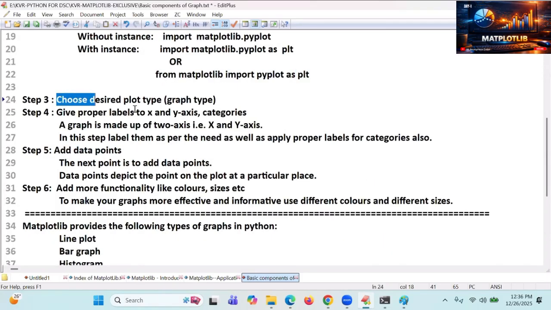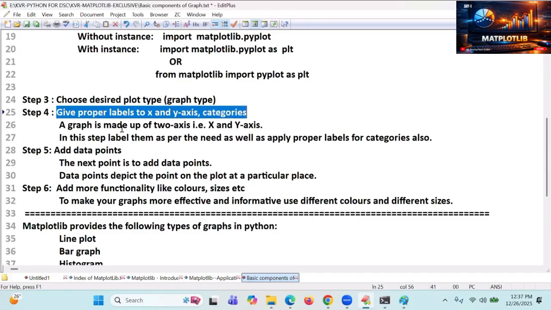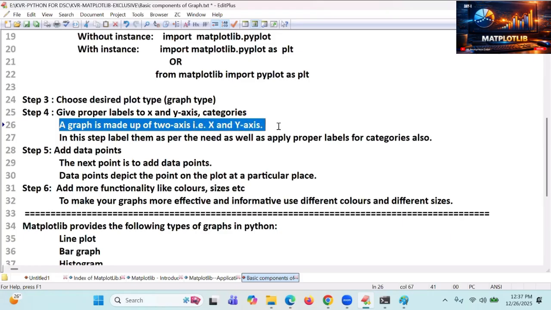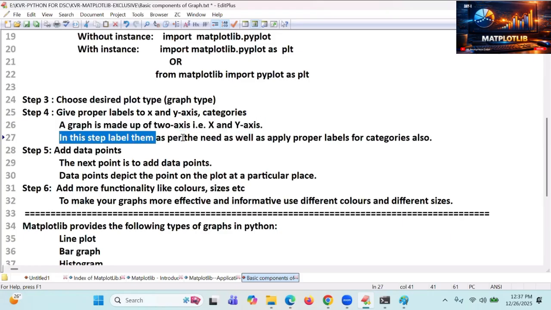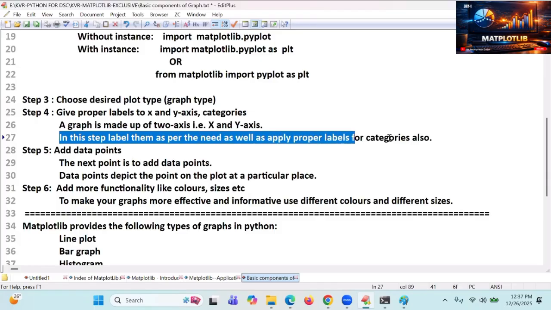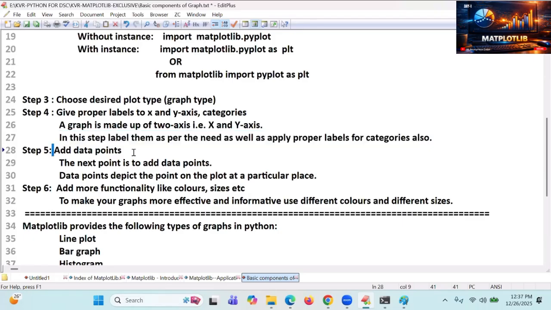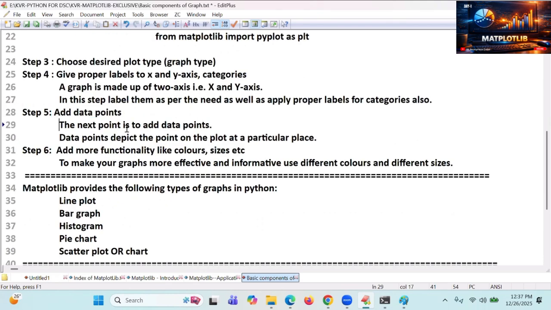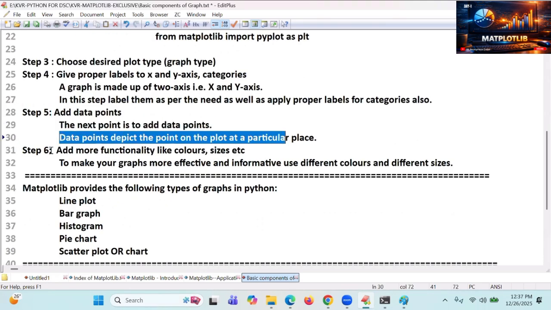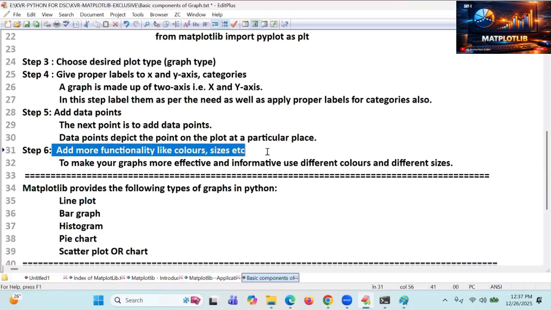Come on. Choose the desired plot type. What is that? Line plot or bar plot, whichever plot you want. Next, give proper labels to the x-axis and y-axis categories. A graph is made up of what? Two axes, x-axis and y-axis. Label them as per the need, as well as supply proper labels to categorize, like January, February. Next is the y-axis, whatever you want to do. Next, add the data points, A and B as ndarray points. That is done. Next, add more functionality like colors and sizes.